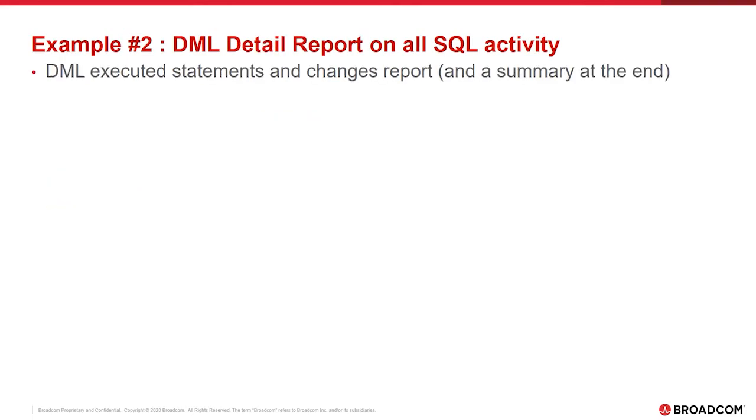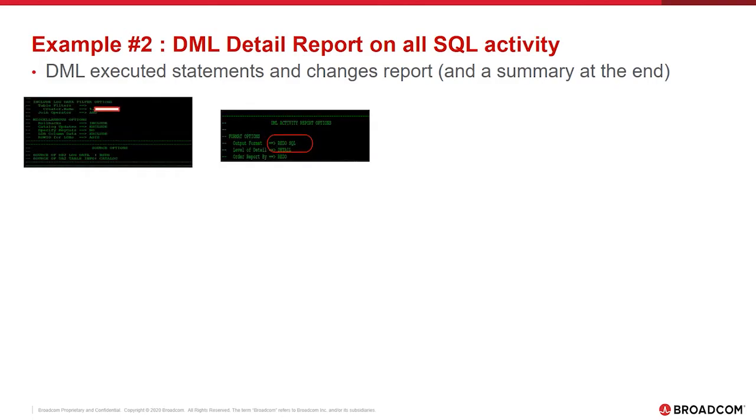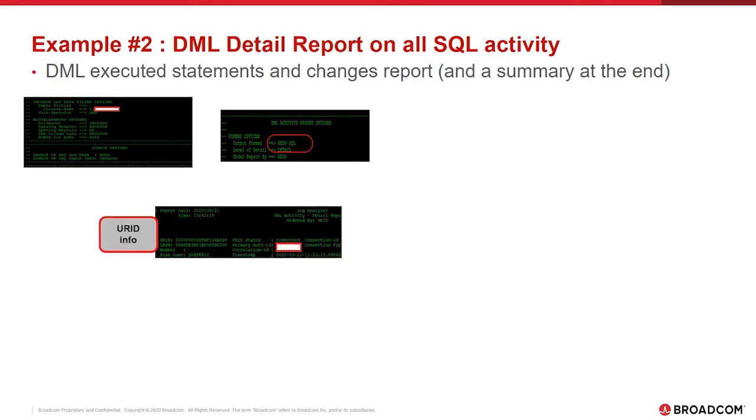Here is the DML activity redo SQL detail report output. As you can see in the presented portions of the output, the first two are generic portions of the Log Analyzer report's outputs reflecting the choices we made. It's a detail redo SQL report. Again, we see it's ordered by URID and has the same level of information we saw before.